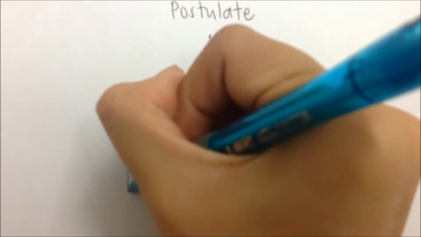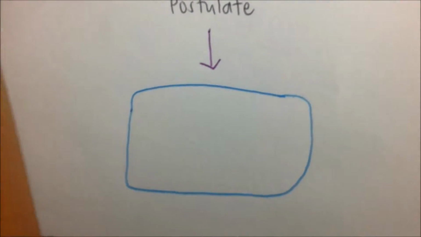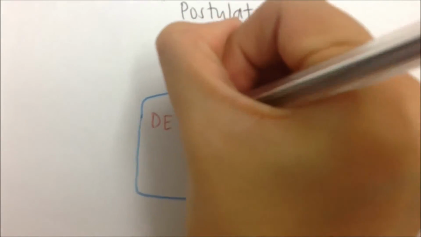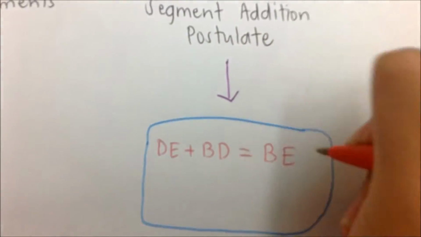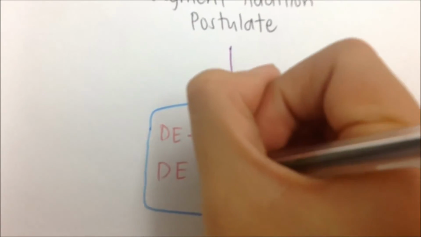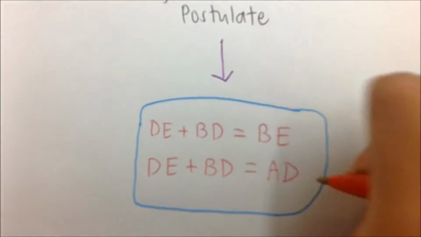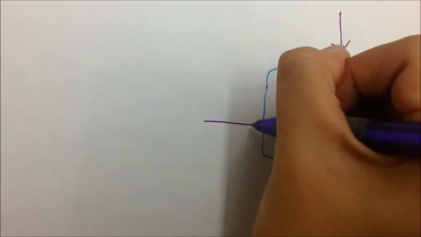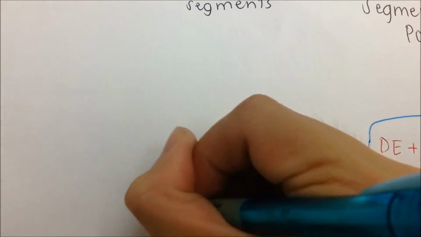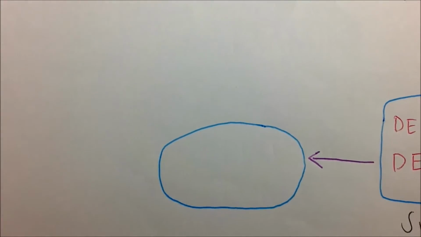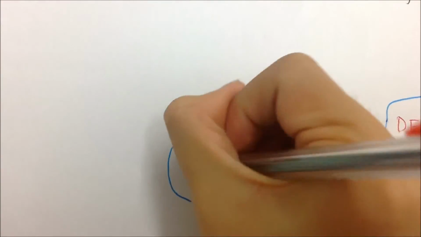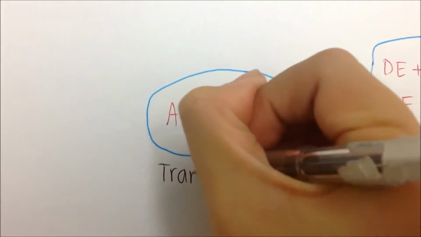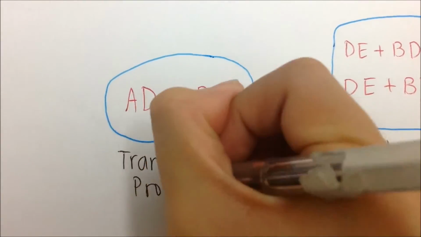Okay, so for our next proof, it's going to be something a bit similar. We're just going to change some things a bit. So let's start with DE plus BD is equal to BE, and DE plus BD is equal to AD, and that will be substitution. Again, you can feel free to look back and see if you've missed anything. Okay, so for our next proof, we are putting AD is equal to BE, and the reason for this will be the transitive property.